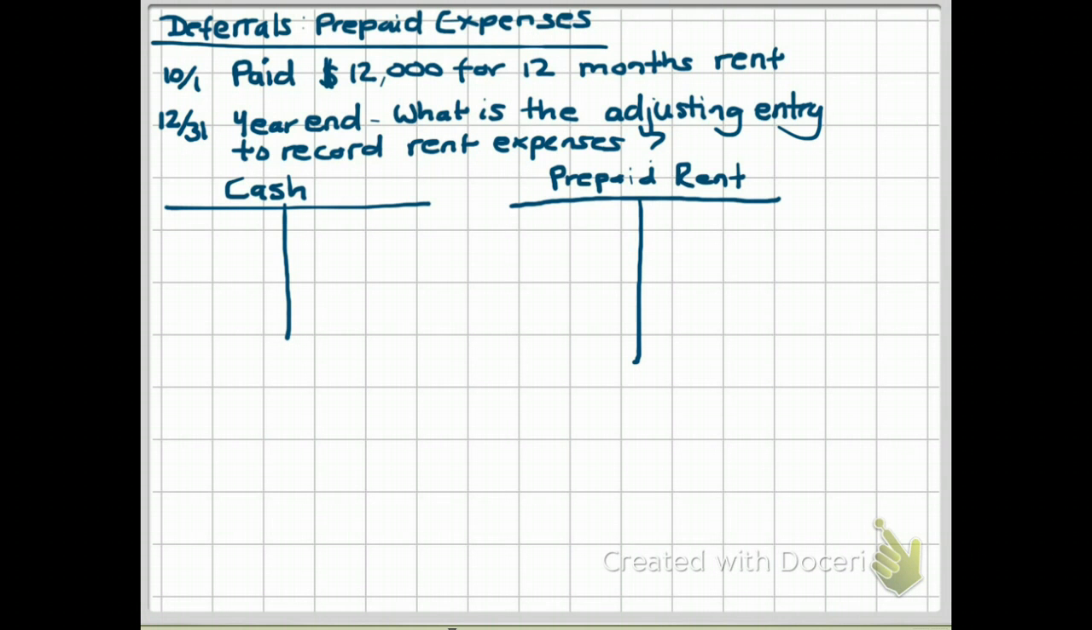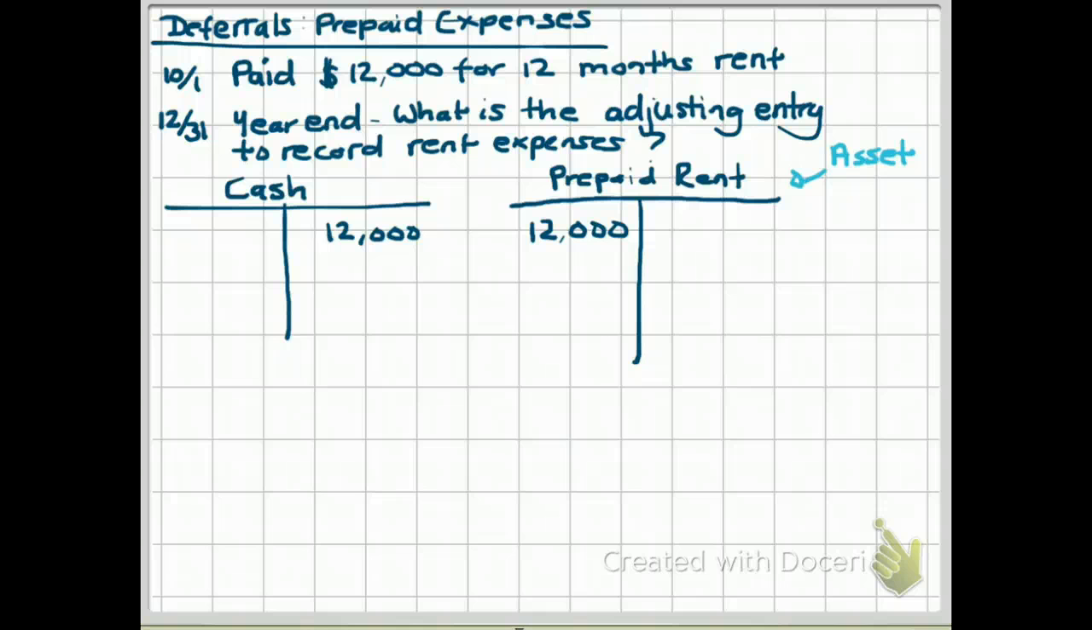Prepaid rent is an asset. Any prepaid expenses are an asset because that gives us the right to use it for the next 12 months. So that's an asset to the company. And you know that assets increase, so the $12,000 will be debited to prepaid rent, and cash went down, so cash will be credited. Remember, prepaid rent is considered an asset to the company.